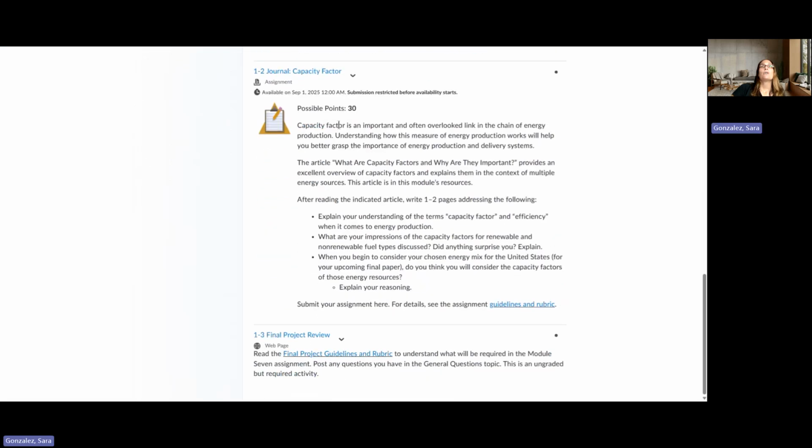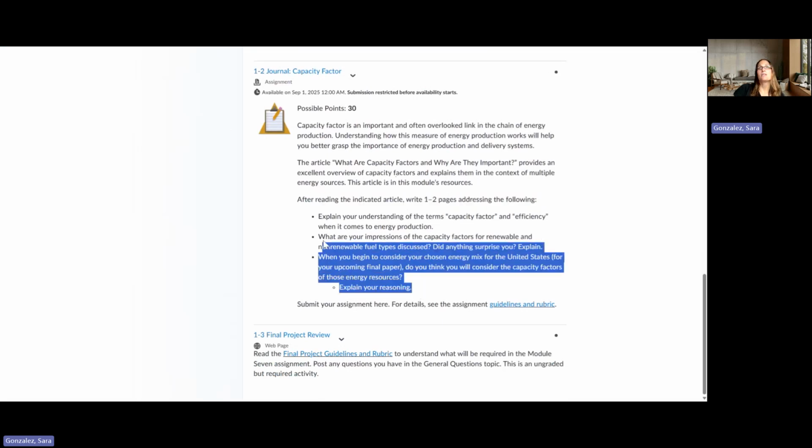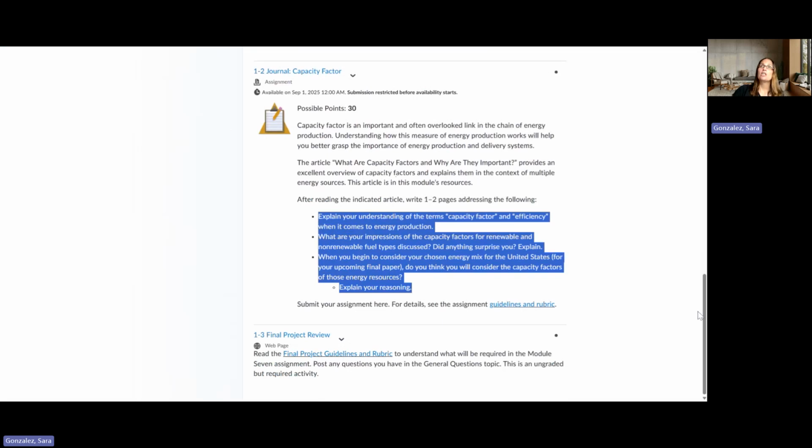You also have an assignment called capacity factor. There's an article in that previous link I sent about capacity factors, and it has a great overview of what they are. After reading this, you're going to write a 1 to 2 page paper, and you're going to address these things right here. You're going to explain your understanding of what capacity factor and efficiency are in terms of energy production. What are your impressions of the capacity factor for renewable and non-renewable fuel types, as we discussed? Does anything surprise you? Explain that. And when you begin to choose your energy mix for the U.S., what do you think we should consider in terms of capacity factors?